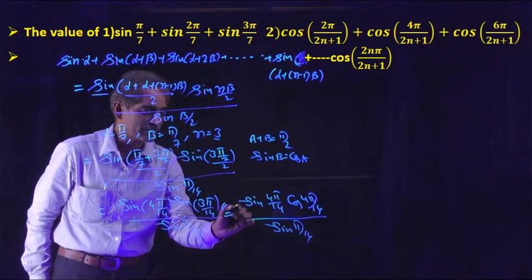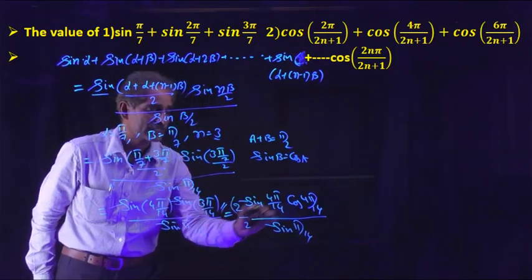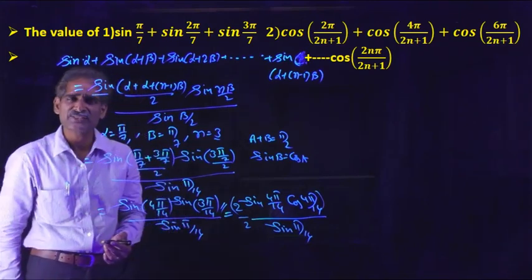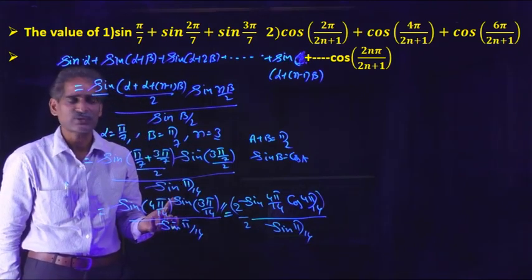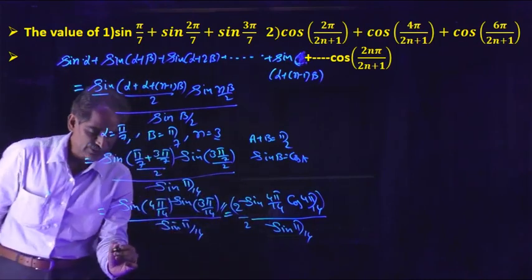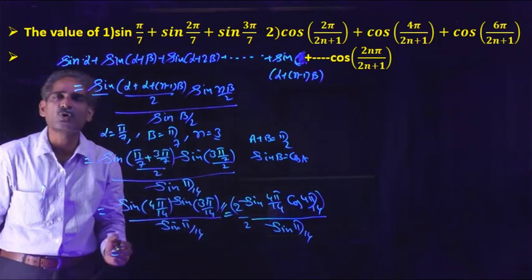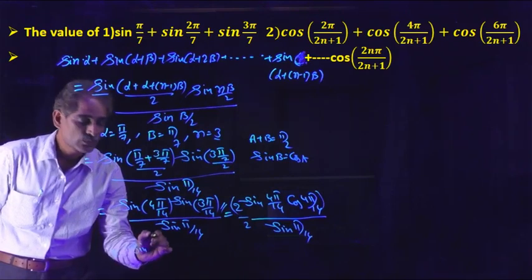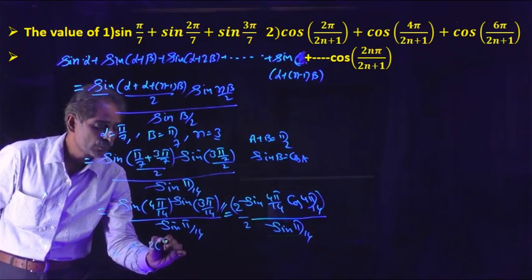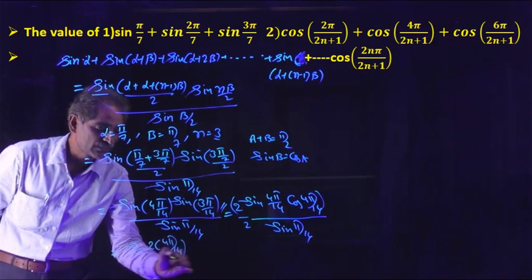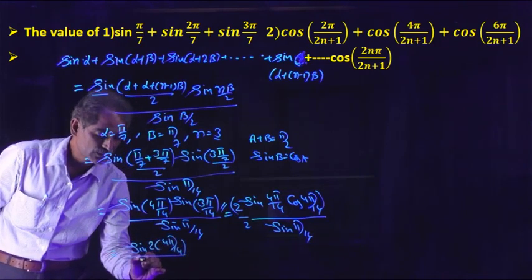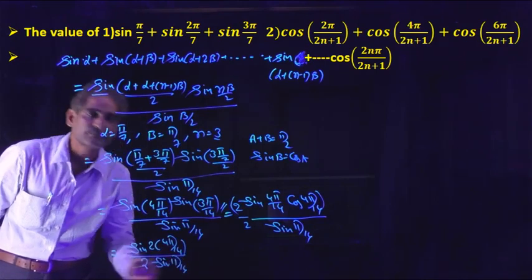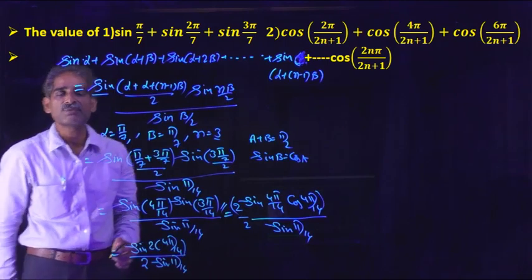So simply multiply and divide by 2 to get the formula 2 sin theta cos theta. All of you know 2 sin theta cos theta is equal to sin 2 theta. So from this we can write this is equal to sin 2 into 4 pi by 14, that means sin 2 into 4 pi by 14 divided by 2 sin pi by 14. Here 8 pi by 14 is there.